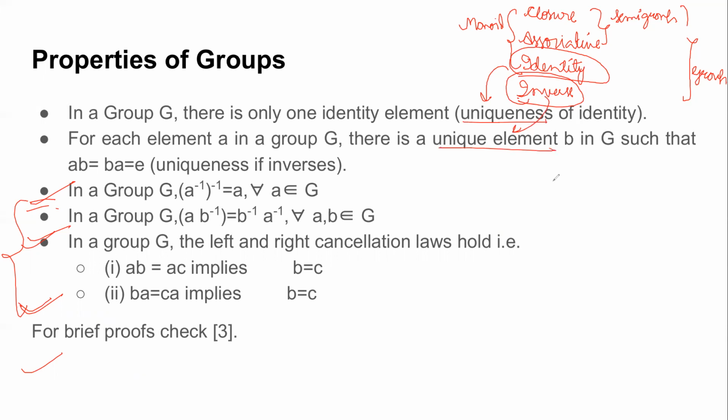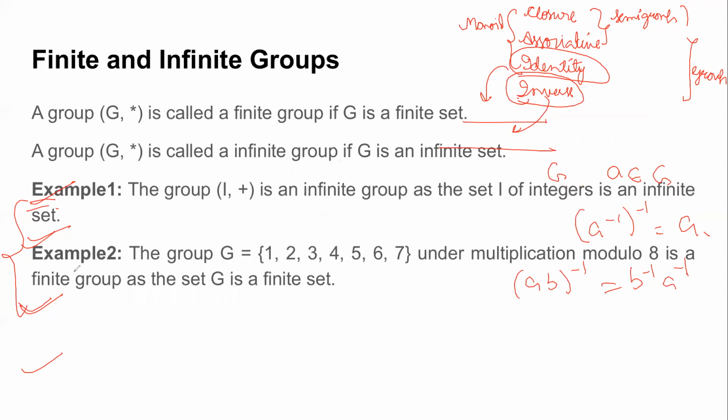Similarly, if you have a group G, then for any element A in G, if you take the inverse of the inverse, it will give you the element back. Similarly, if you take the inverse of AB whole inverse, it will be B inverse A inverse. And the last property which groups hold is the left and right cancellation laws. So these were some of the properties we saw of groups.